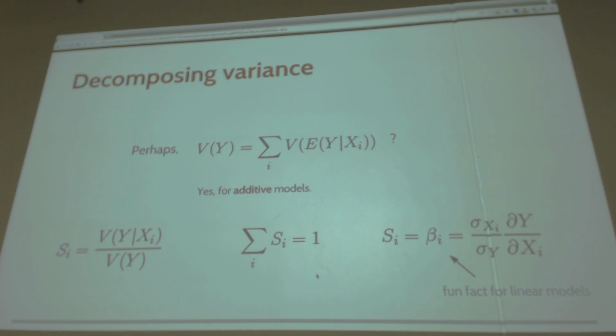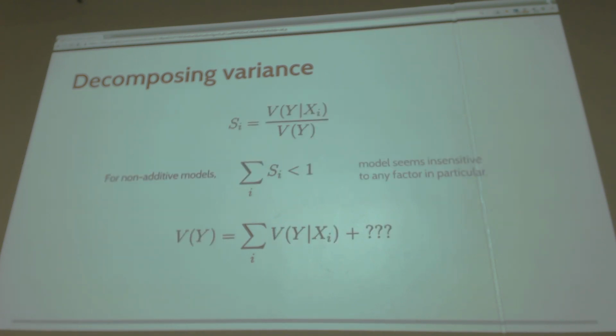In case of linear models, it is actually equal to the sigma normalized derivative. Now, what do we do if the model is not linear? So how will this formula behave if the model is not linear? It turns out that if the model is not additive, we'll see that the sensitivity indices, so the fraction of variance explained by every parameter, does not add up to 1. It adds up to less than 1.